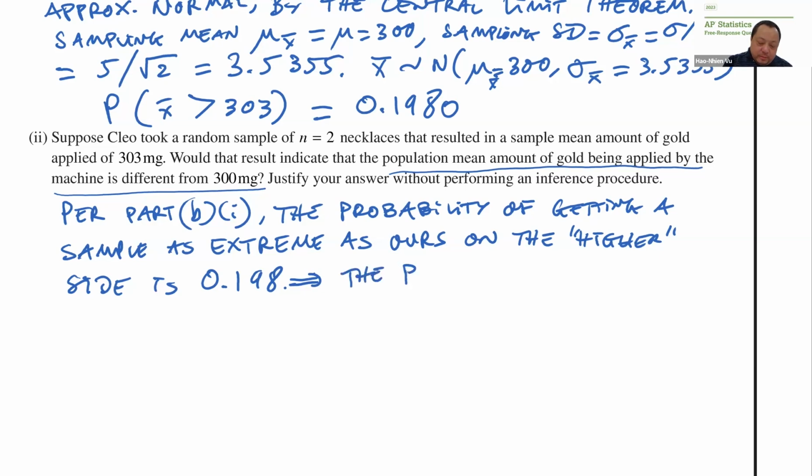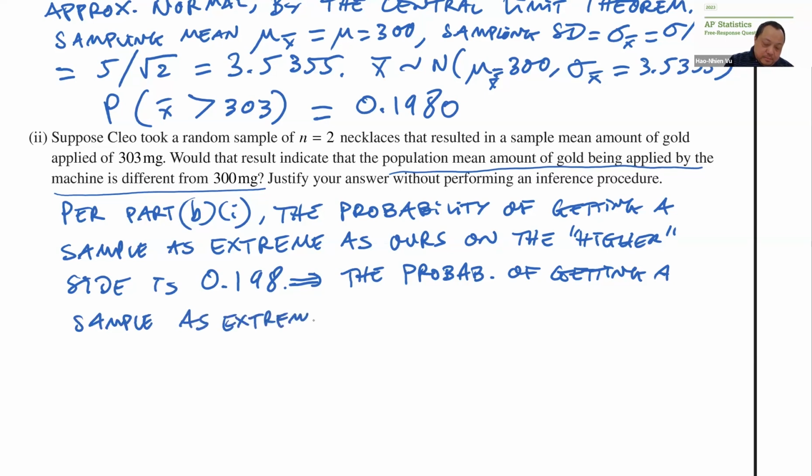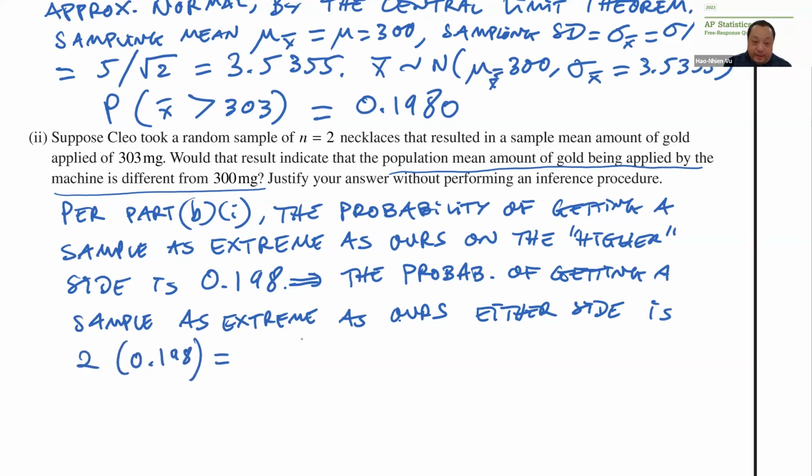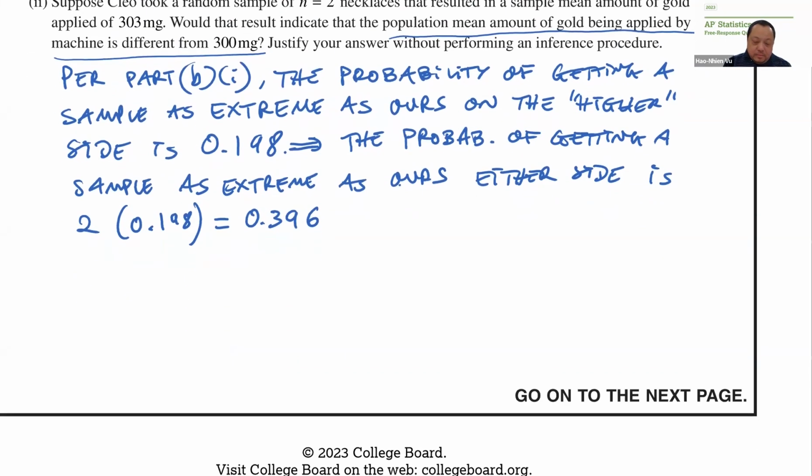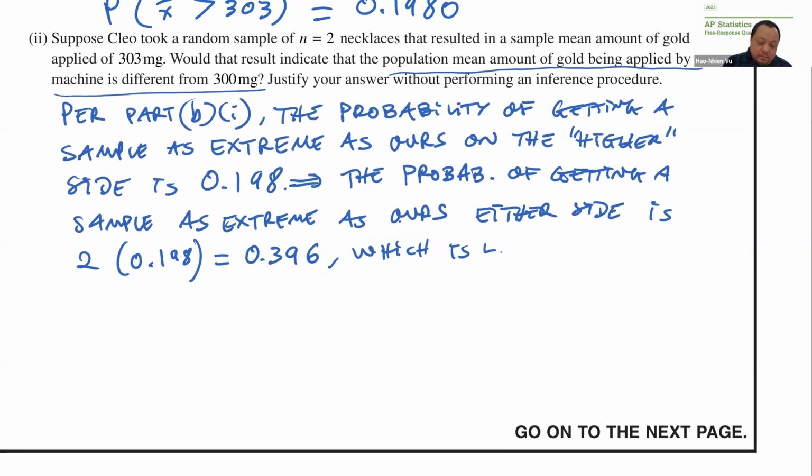Therefore, the probability of getting a sample as extreme as ours on either side is 2 times that, 0.396. Therefore, it is not an unusual event, assuming, remember I have to get this into a definition of p-value, assuming H0 is true.